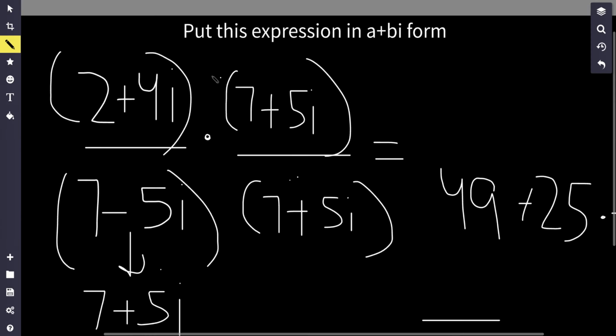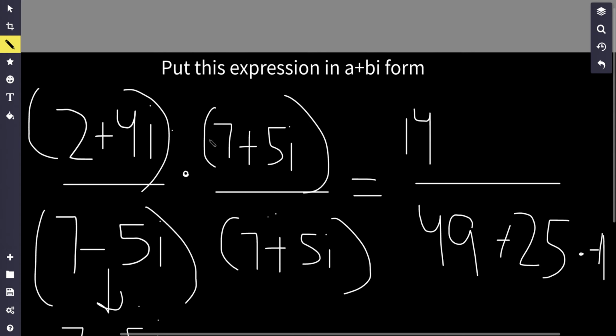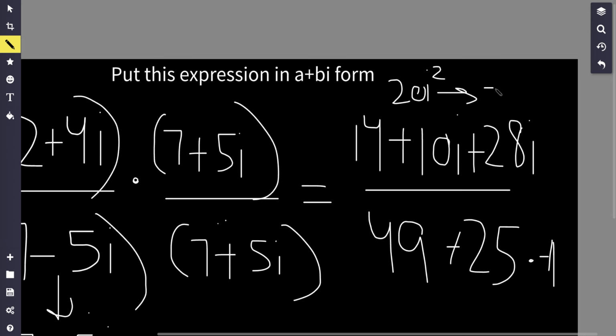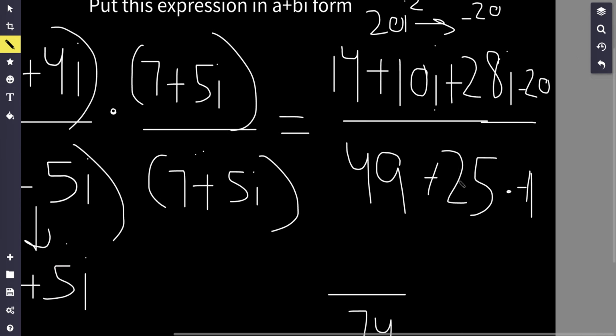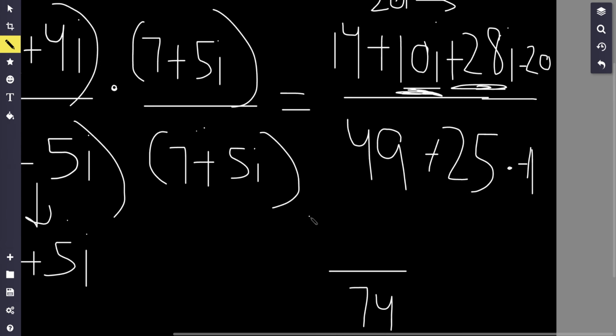And in the numerator, well, you got 2 times 7, that's 14. 2 times 5i, that's going to be plus 10i. 4i times 7, that's going to be 28i. And then 4i times 5i is just going to be 20i squared. i squared is negative 1, so it's just going to be equal to negative 20. So minus 20. Now, all we have to do is combine like terms. So this 10i plus 28i creates 38i. And then this 14 minus 20 is equal to negative 6.